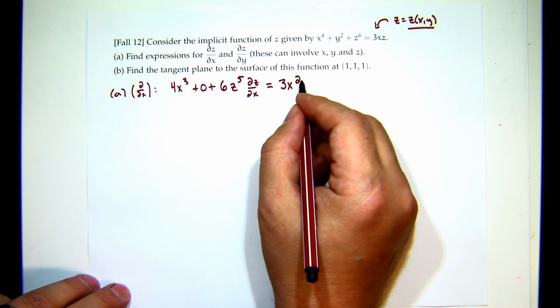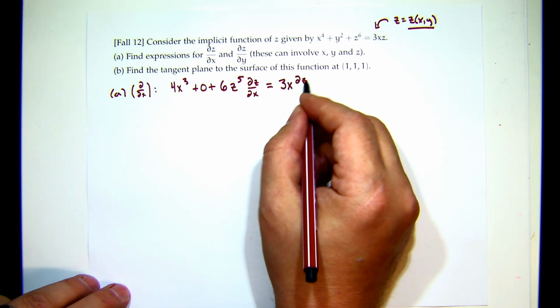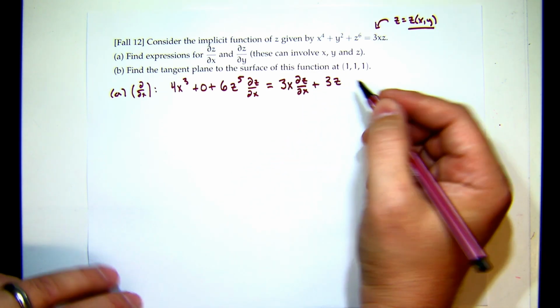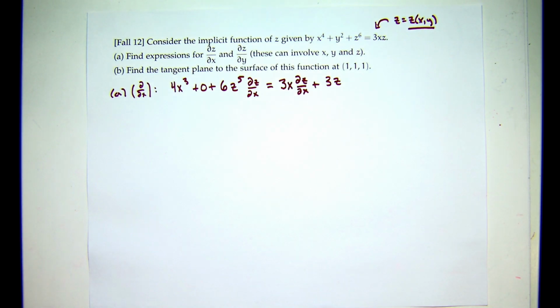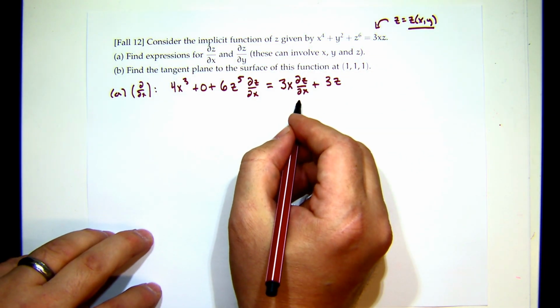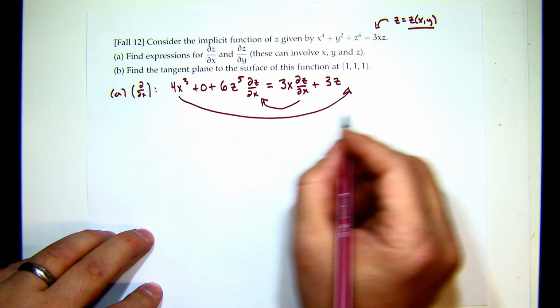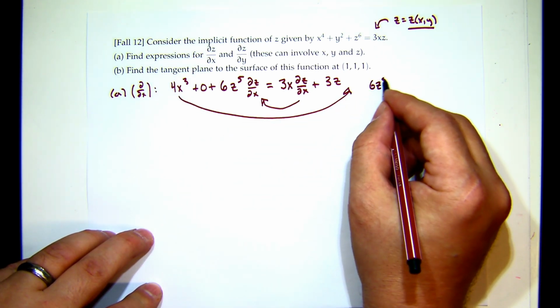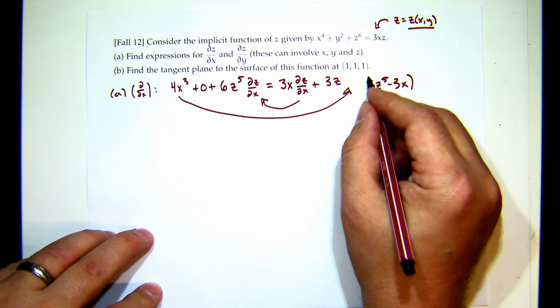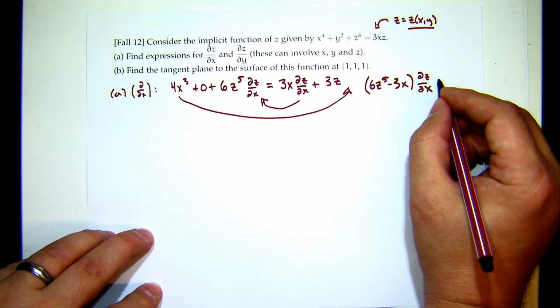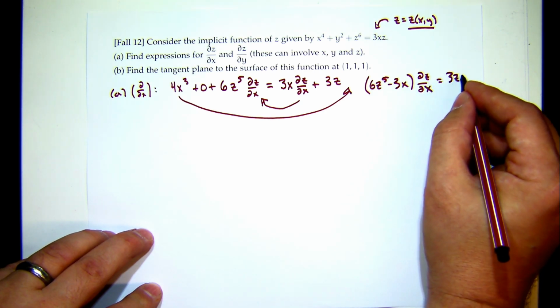Okay, so I can take the derivative: the first times the derivative of the second, plus 3z. In that case, the derivative of x with respect to x is 1. Once you are at this stage, the rest is fairly simple. You move the dz dx terms to one side and things without dz dx to the other. So you get 6z to the fifth minus 3x, all multiplied by dz dx, our partial z partial x, and that equals 3z minus 4x cubed.